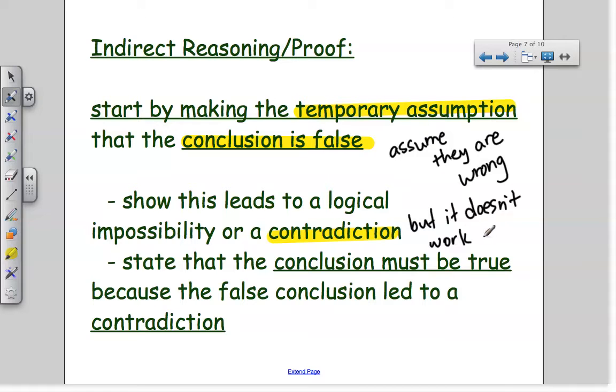Because it won't work out. It'll lead to something not true, and then you say, okay, I guess the conclusion must be true. I guess what you said is true because me saying it was wrong didn't work out, because it led to a contradiction. Okay, so indirect reasoning does seem really weird. You're going to assume that the statement you're given is wrong. You're going to show that if it was wrong, though, something doesn't work out. It's a contradiction. It's impossible. I guess it was true all along. Let's give this a try.